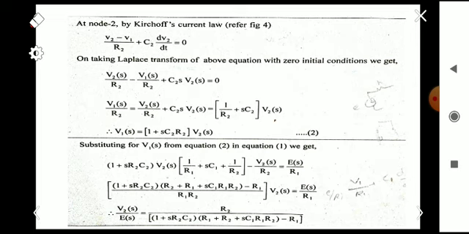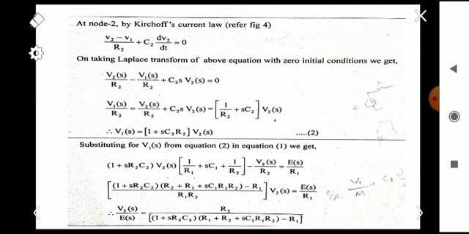Taking the Laplace transform here, we get (V2 of s minus V1 of s) by R2 plus C2 into s into V2 of s is equal to 0. Rearranging, V1 of s by R2 is equal to V2 of s by R2 plus C2 into s into V2 of s. Taking V2 outside from these two terms and rearranging, we obtain V1 of s equal to (1 plus sC2R2) into V2 of s. This is equation 2.